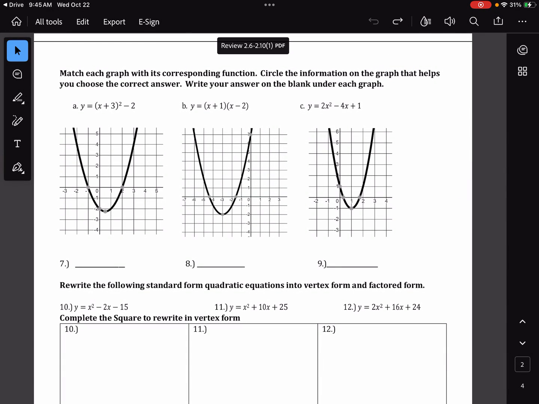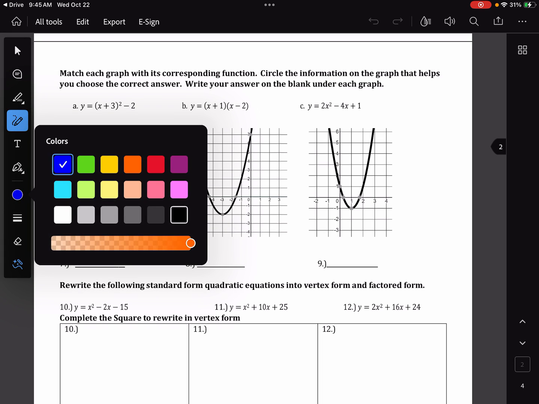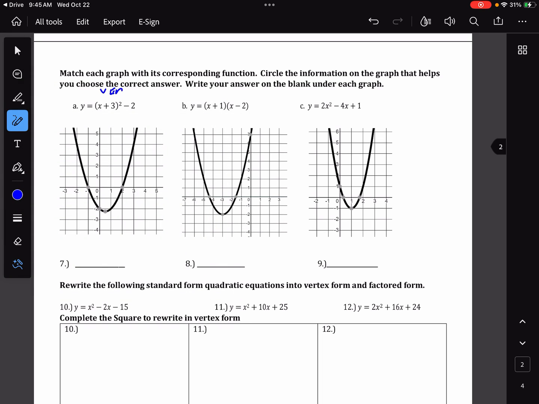All right, so second page here, starting off with some matching. Again, they've given you three equations in different forms. We've got this in vertex form, this is in factored, and standard. So use what you can get out of each of those equations easily to identify which graph they go with. Make sure you circle the information on the graph that helps you choose the correct answer as well.